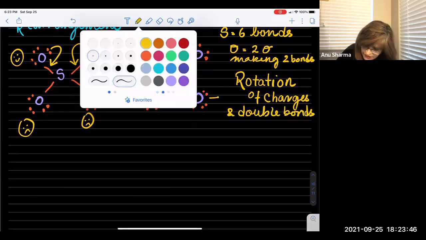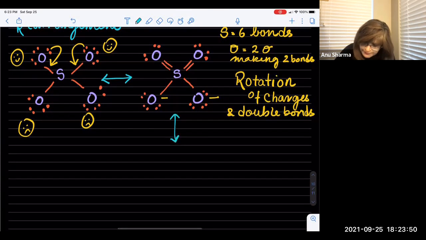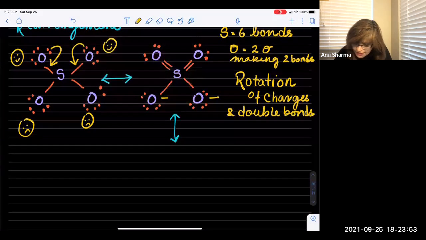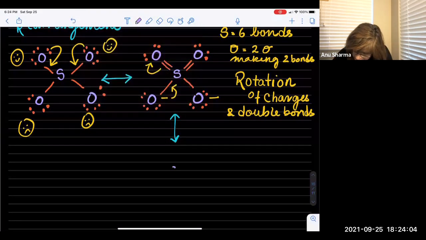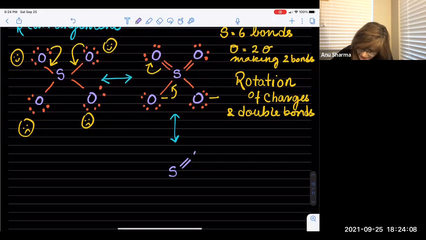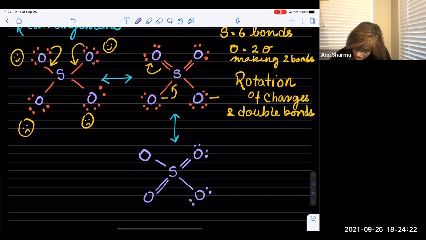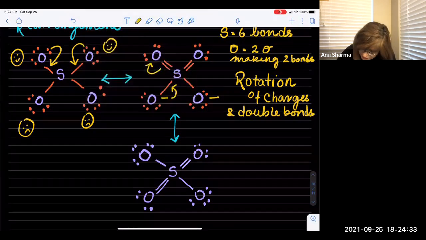So now let's look at the second scenario. In the second scenario, this double bond comes here and this guy moves up, back. So now we have sulfur in the middle. This guy is still double bonded. Now I'm going to just put it like that. This is single bonded, this is double bonded, and this one is single bonded. Okay, so 1, 2, 3, 4, 5, 6. These guys, the ones with the single bond, will hold the negative charge, but remember the charge is rotating.